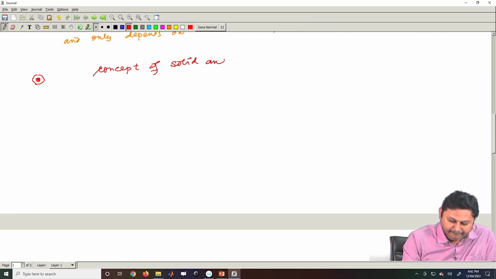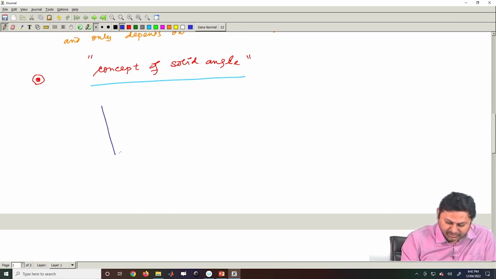Solid angle. The concept of solid angle is this: suppose I have a line section AB, and this angle is d theta, and this is r, from here to here, from the point.